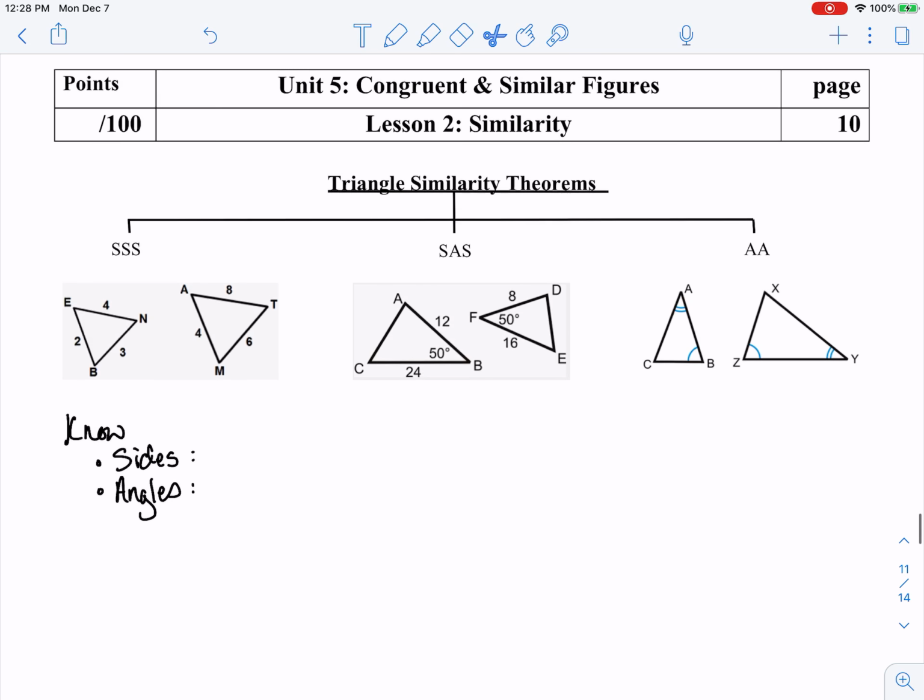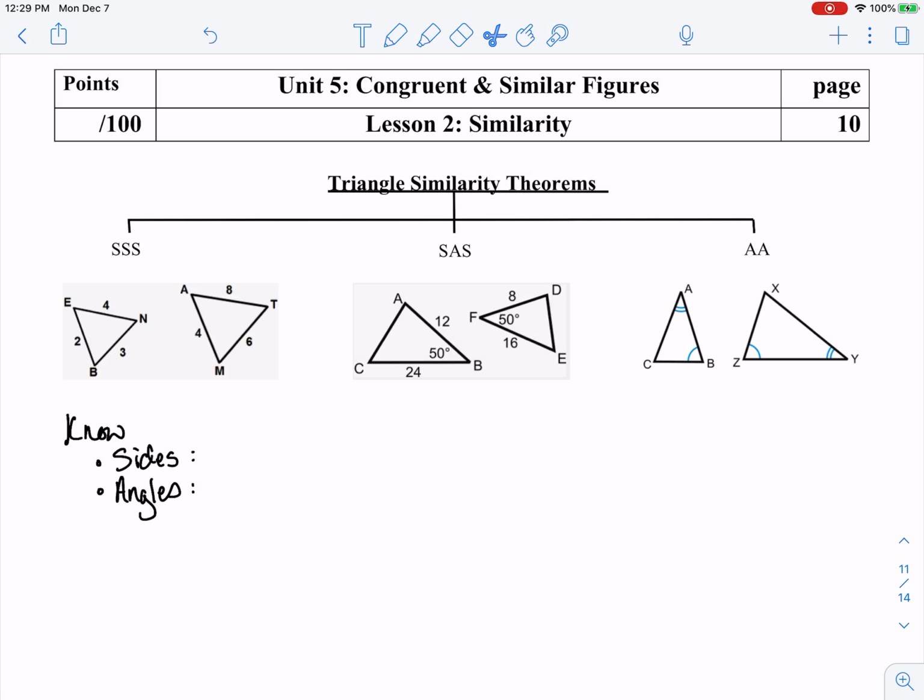Okay, the next thing we're going to look at are triangle similarity theorems. Again, like I said, similarity and congruence are very related to one another. So just like with triangle congruency theorems, you have triangle similarity theorems. Congruency theorems told us triangles were congruent. Similarity theorems are going to say, hey, triangles are similar.